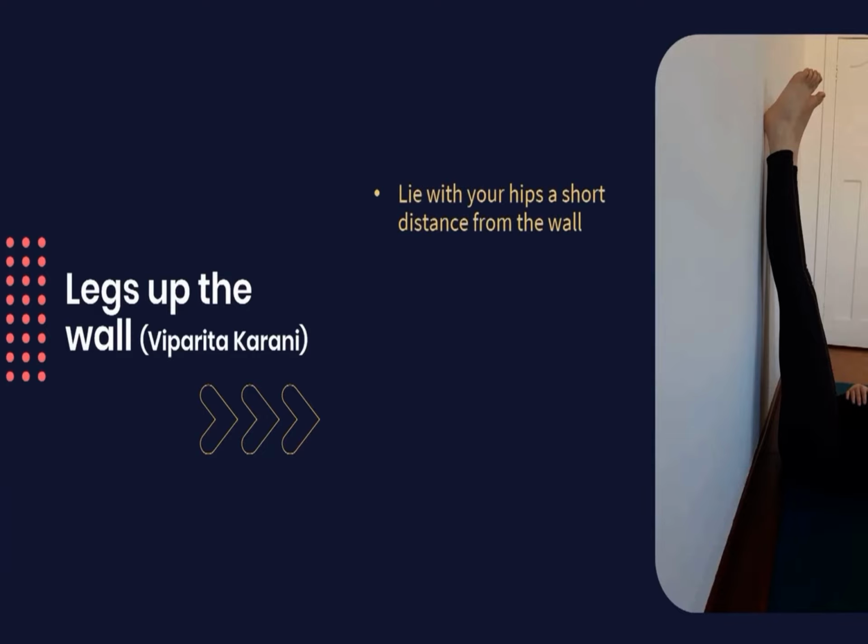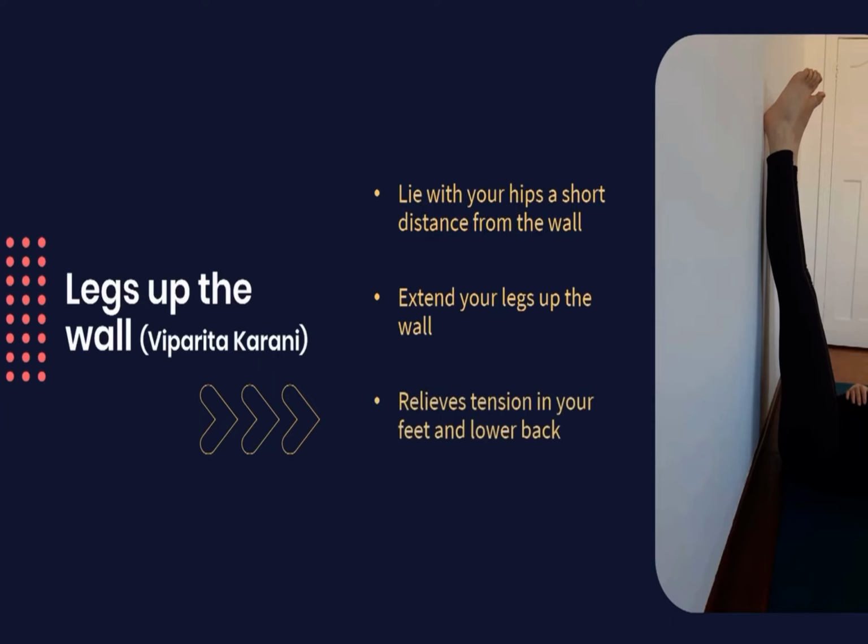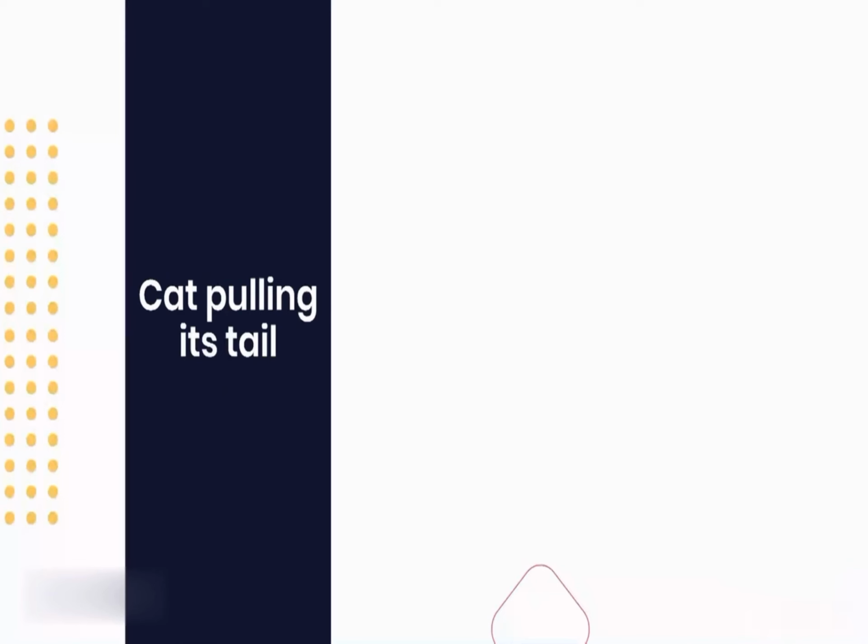Lie with your hips a short distance away from the wall and extend your legs straight up, allowing them to feel heavy. Try to have your legs stacked directly above your hips and completely supported. Bring your left hand to your heart and your right hand to your belly as you take deep, steadying breaths. This pose aids lymph drainage, relieves tension in the feet and lower back, and calms the nervous system.